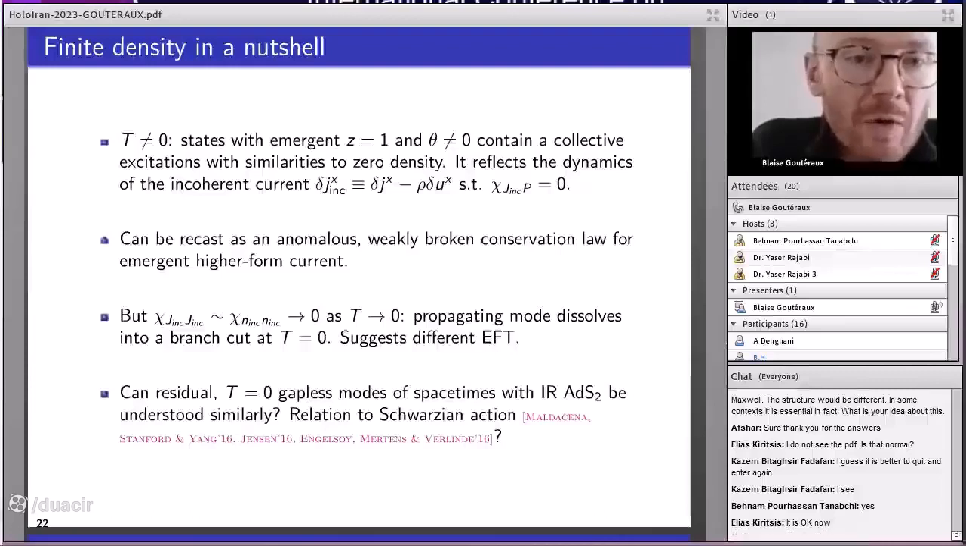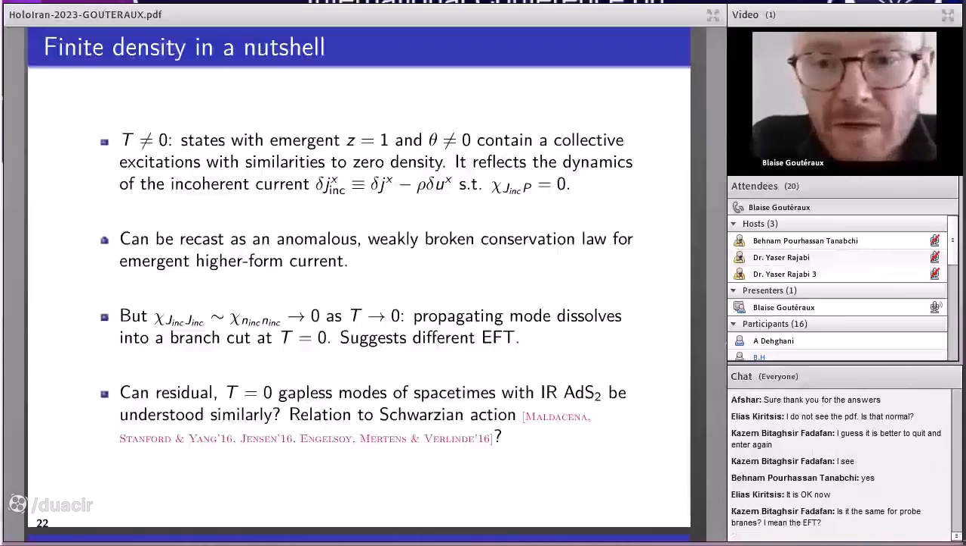But there's a big difference at non-zero density in that the static susceptibilities for the incoherent current and the incoherent charge go to zero as temperature goes to zero. So in fact, the propagating mode dissolves into a branch cut at zero temperature, which suggests that in this case there's a slightly different CFT. And I conclude with some future perspective, which is to try and understand the zero temperature gapless modes of spacetimes with infrared AdS2, and whether they can be understood similarly, and what the relation is to the Schwarzschild action.